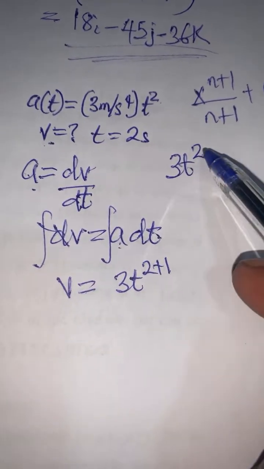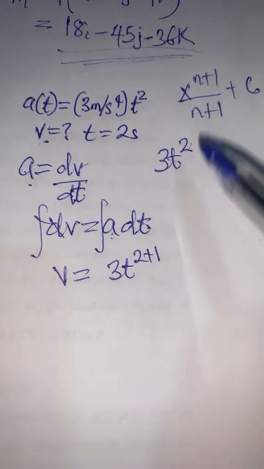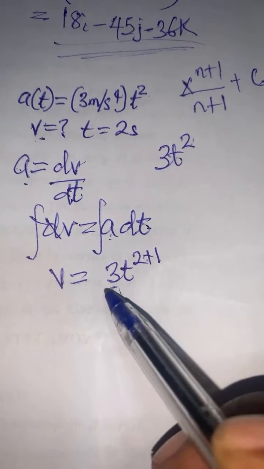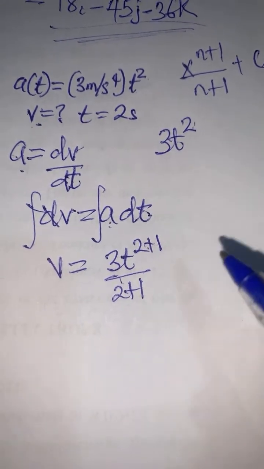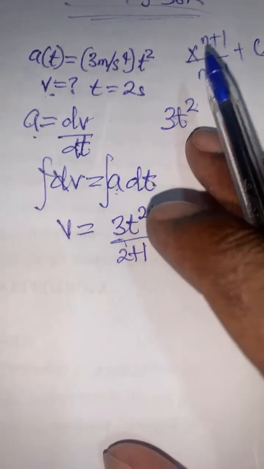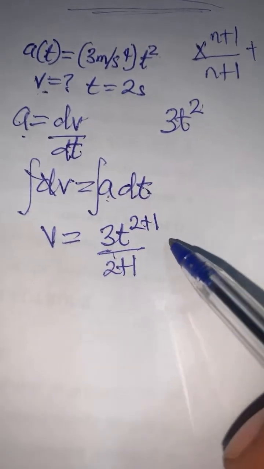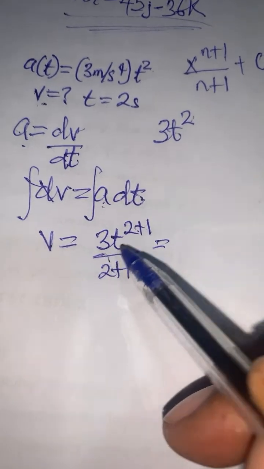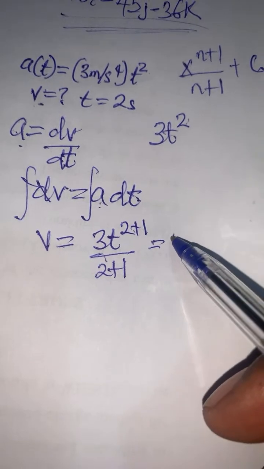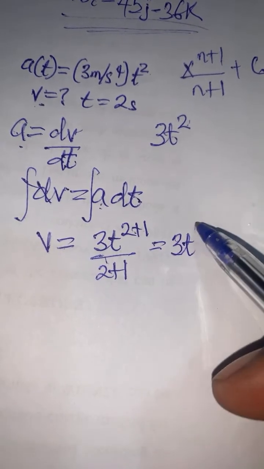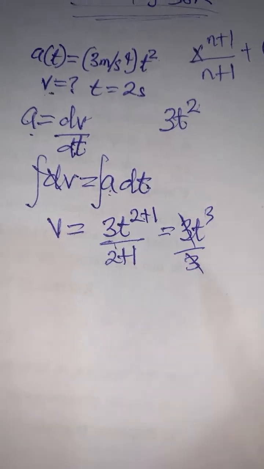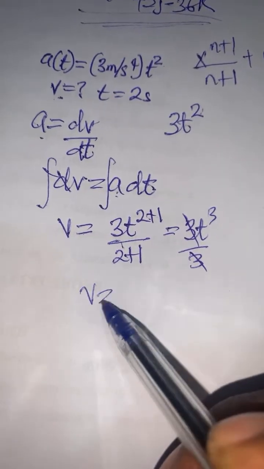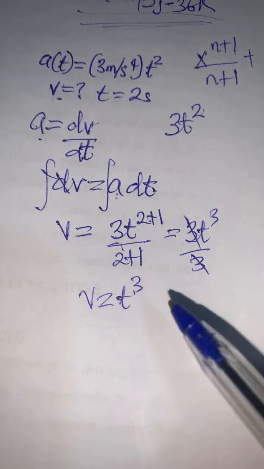The power I have here is 2. I will add 2 to 1, that's how I'm having 2 plus 1, and I will divide by 2 plus 1. Is that okay? Are we following? So what will this give us? This will give us 3t to the power of 3 over 3. Of course, 3 will cancel 3. So we have v equal to t to the power of 3.